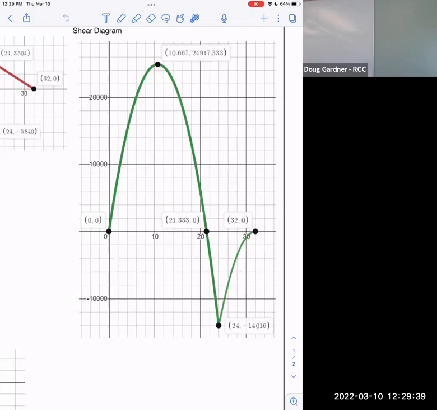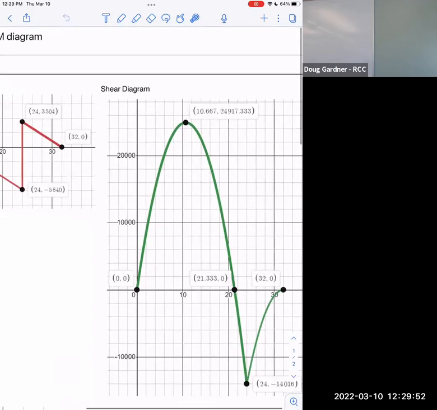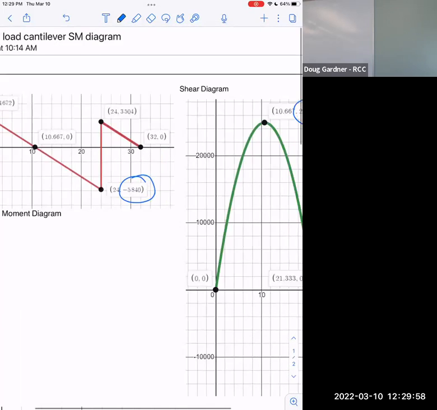So again, I'm looking for the maximum number, and notice it's right there. What do you notice about where that is? Hey, it's at the same exact spot where the shear was 0. So in this case, my takeaway, of course, would be, bam, there's my maximum shear and maximum moment.